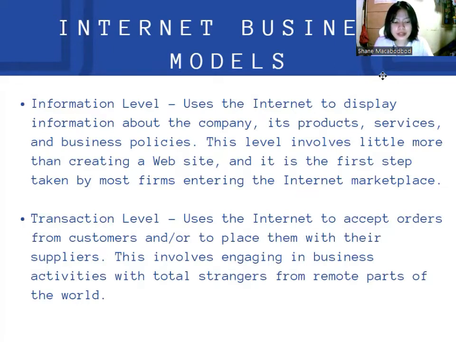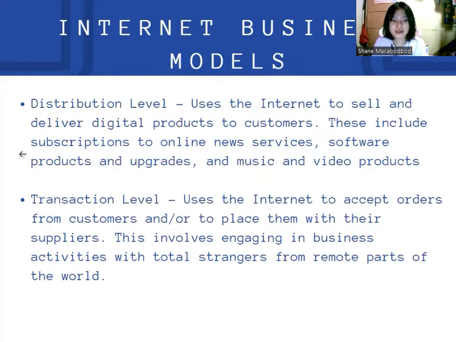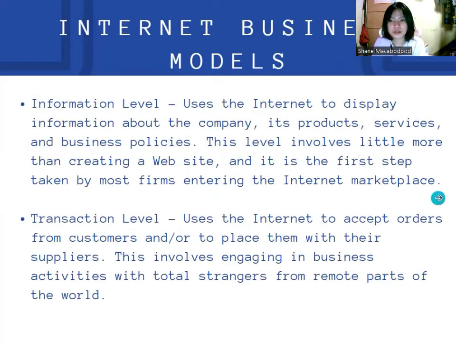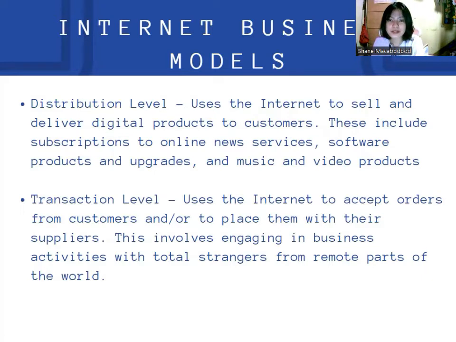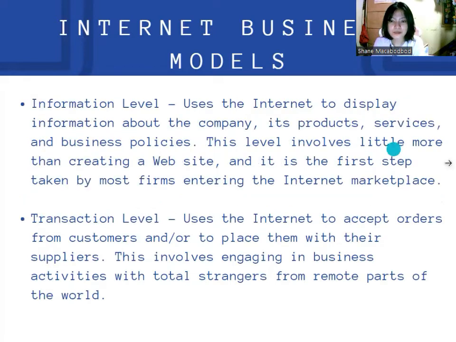Next is the transaction level, where the firm uses the internet to accept orders from customers and/or to place them with its business suppliers. So it also involves engaging in business activities with total strangers from remote parts of the world. Next is the distribution level. It uses the internet to sell and deliver digital products to customers. This includes subscriptions to online news services, software products and upgrades, and music and video products.